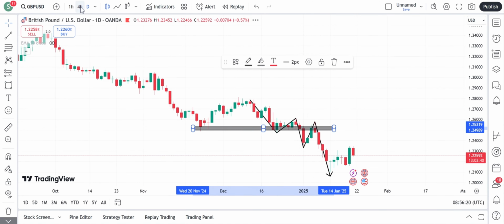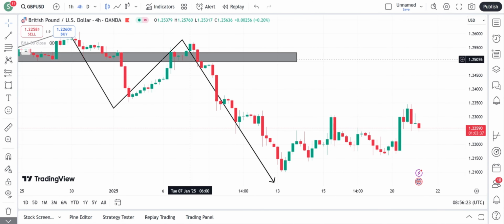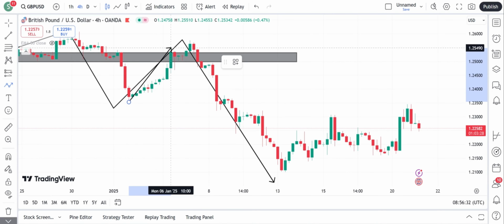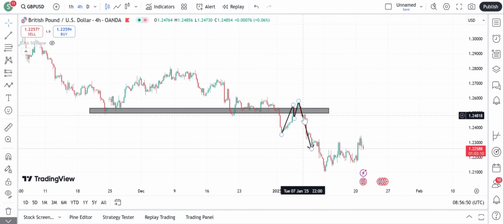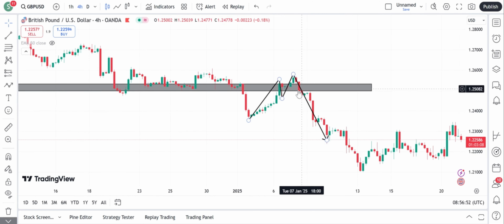You go down to your smaller time frame, which is 4 hours, and what do we see? We see an M pattern. So this is the M pattern. This is the first leg, this is the second leg, and this is the break of the neckline. So at this point in time, this is the point where you look for a sell.